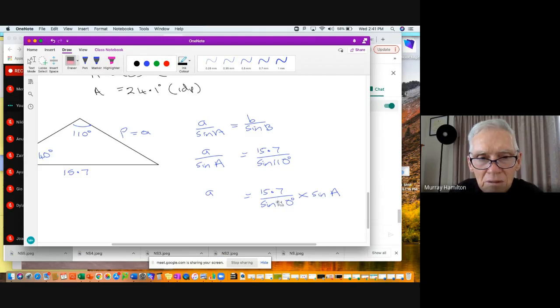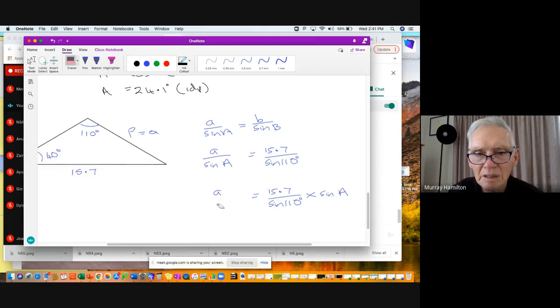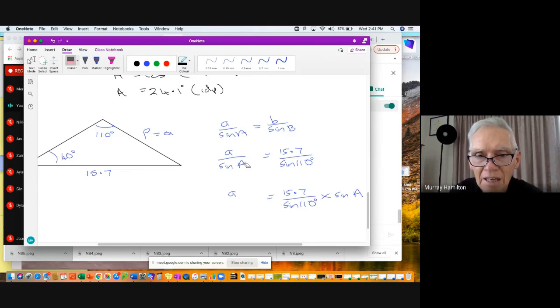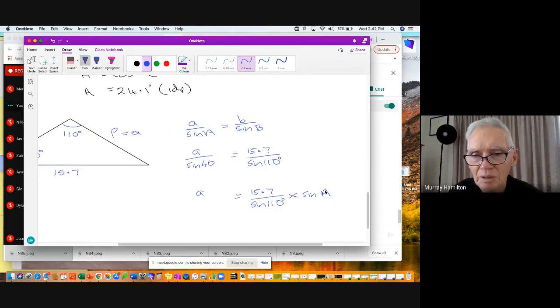We can actually put A as a number, can't we? I should have put the A there. What is the A value? 40. So we put the A value here as sine of 40. And all that we need to do is put it on our calculator, and this will actually give us our value. We won't need to find the inverse sine. We just have to put it straight on our calculator, and we're done.